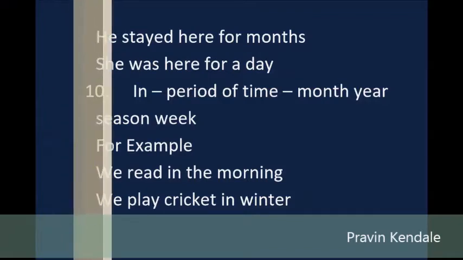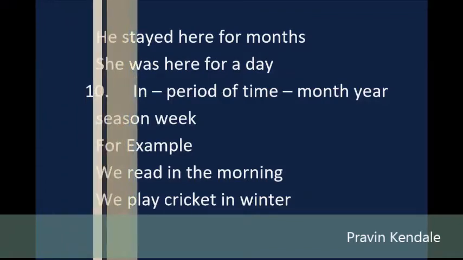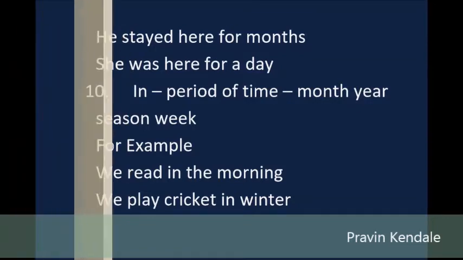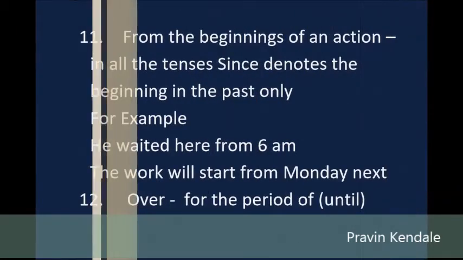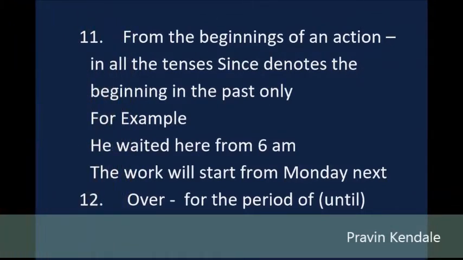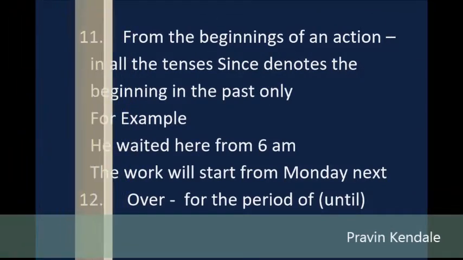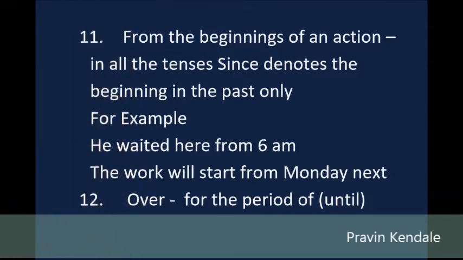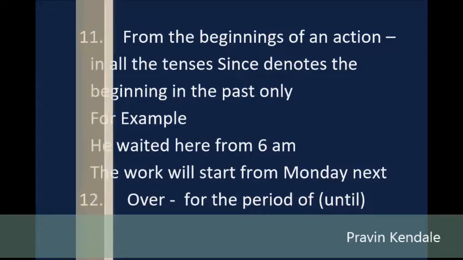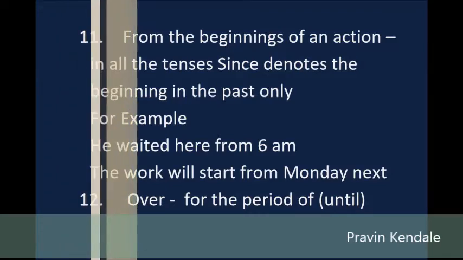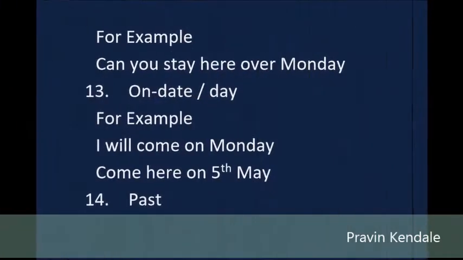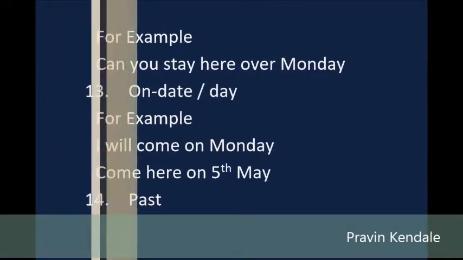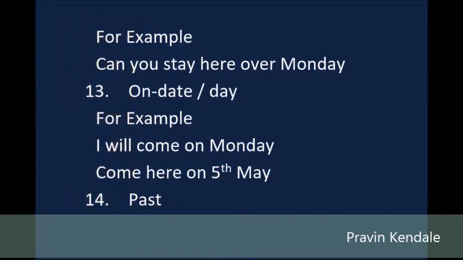Ten, in, period of time, month, year, season, week. For example, we read in the morning. We play cricket in winter. Eleven, from denotes the beginning of an action, in all the tenses; since denotes the beginning in the past only. For example, he waited here from 6 a.m. The work will start from Monday next. Twelve, over, for the period of, until. For example, can you stay here over Monday?